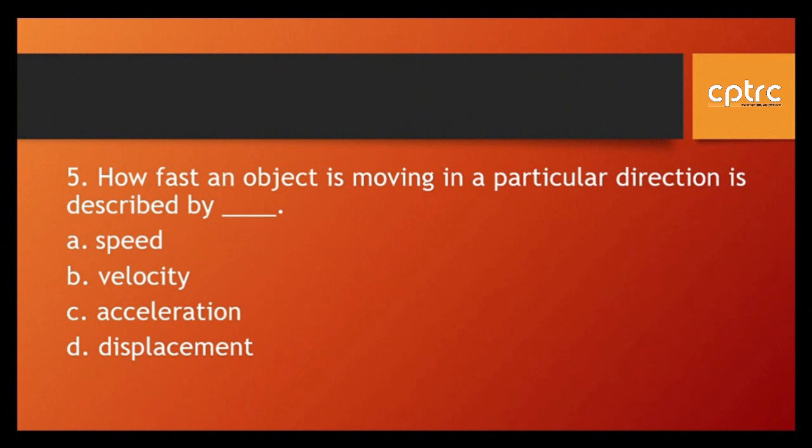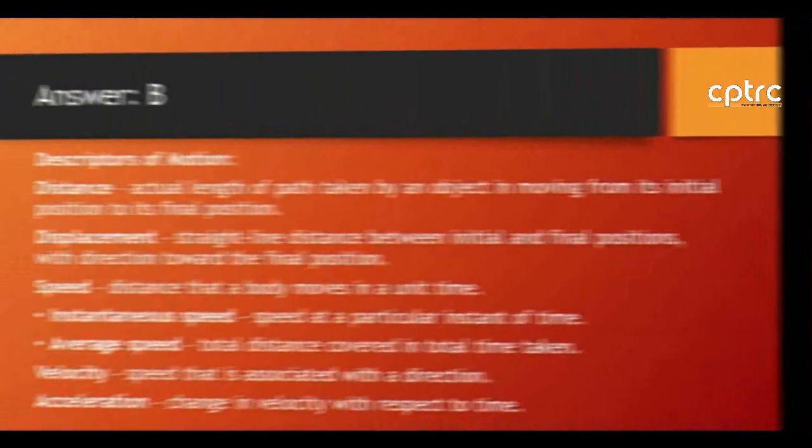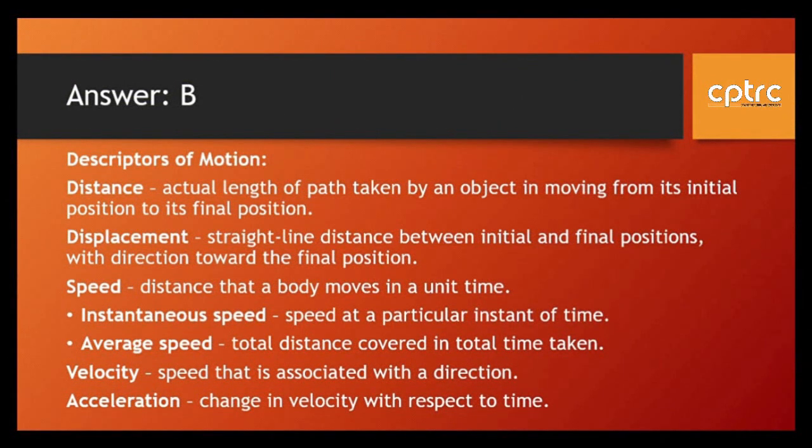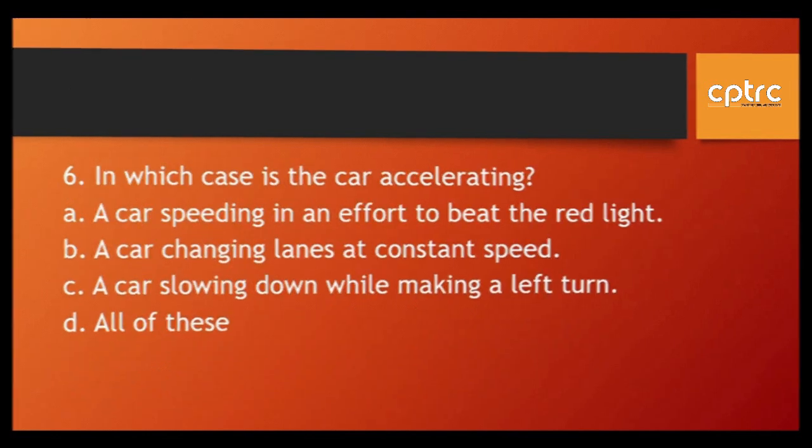Number five, how fast an object is moving in a particular direction is described by, the answer is letter B. Motion can be described in any of the following. Distance, that is the actual length of path taken by an object in moving from its initial position to its final position. Displacement is a straight line distance between initial and final positions with direction toward the final position. Speed, distance that a body moves in a unit time. And our answer for this item is velocity because it is the speed associated with direction. It is therefore a vector quantity. Finally, acceleration, change in velocity with respect to time.